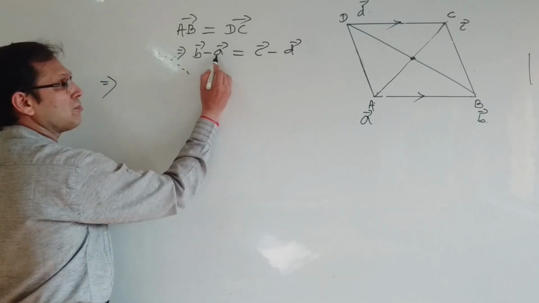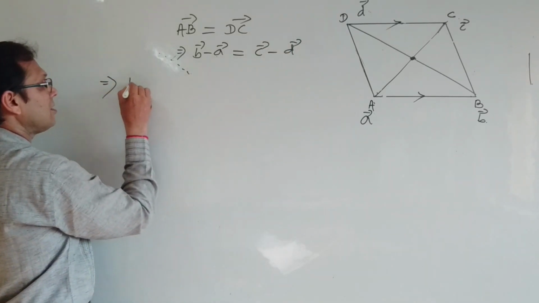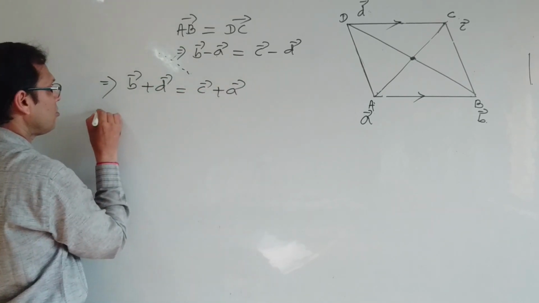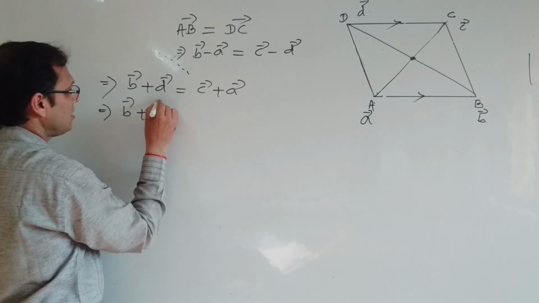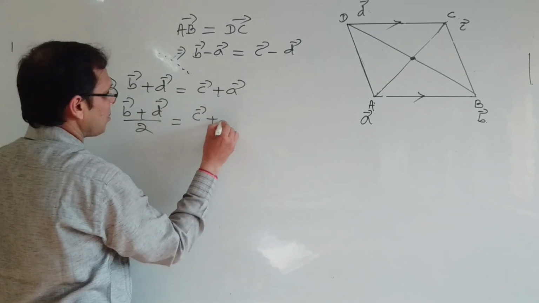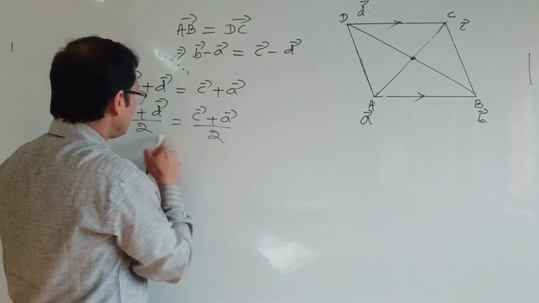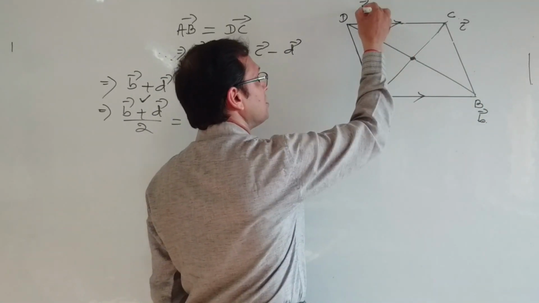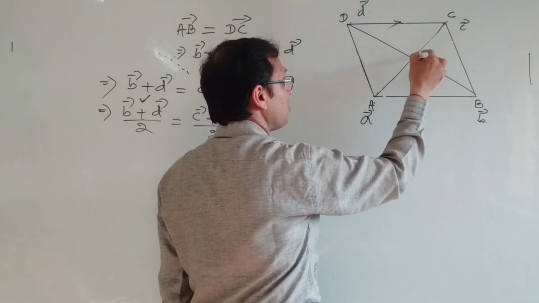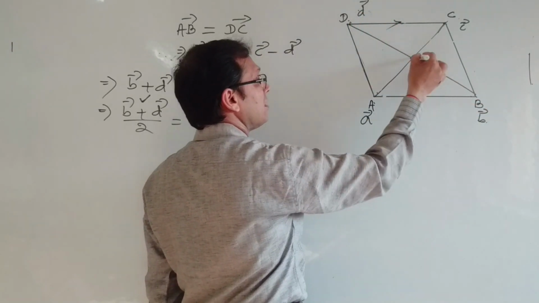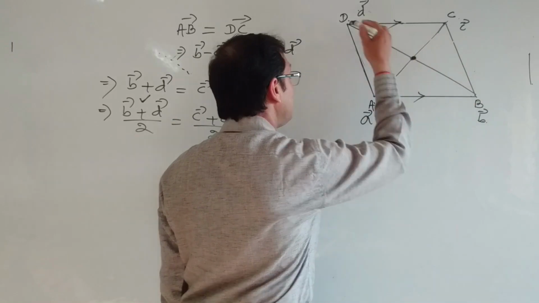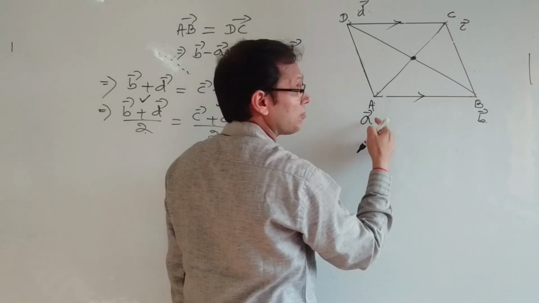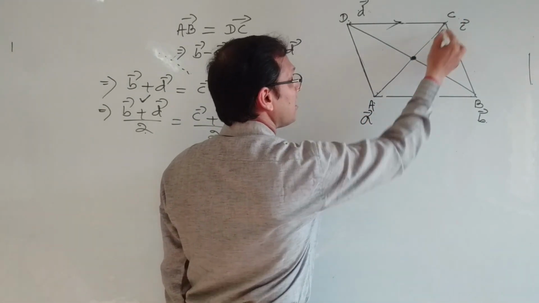Now transferring A to the RHS and D to the LHS, we get B plus D vector is equal to C plus A vector. Dividing both sides by 2, B plus D by 2 is equal to C plus A by 2. Now you see what B plus D by 2 is from the figure. B vector plus D vector by 2 is the position vector of the midpoint of the diagonal BD. Also C plus A by 2 means the position vector of the midpoint of diagonal AC.